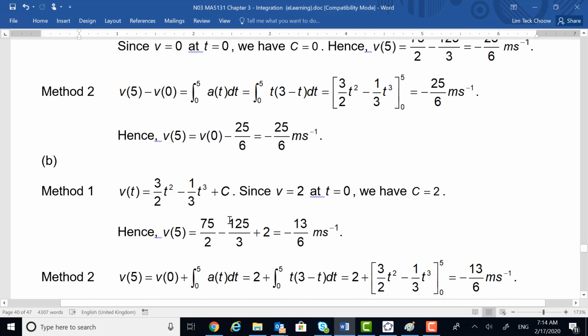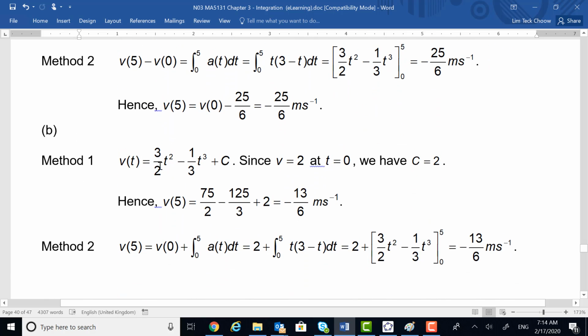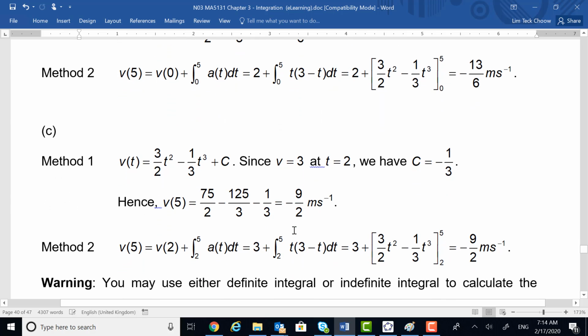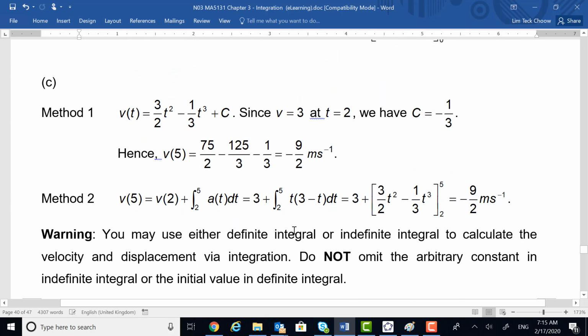Likewise, in part B, the same thing goes. You can actually do the integration first, then find the c, then with the value of c, you can find the velocity. Or you can just use the first theorem by integrating the acceleration, and then you find the velocity at t equals 5. And then part C, the same thing goes. Find c separately, and then find v5 by putting t as 5. Or you can do it this way. There's a cautionary note here for you to read.